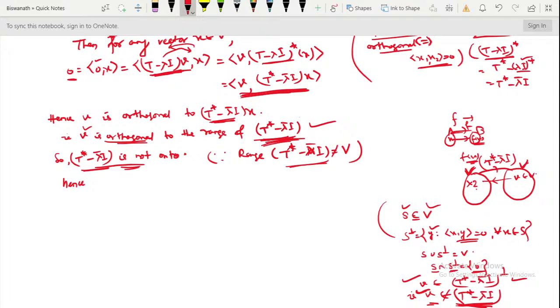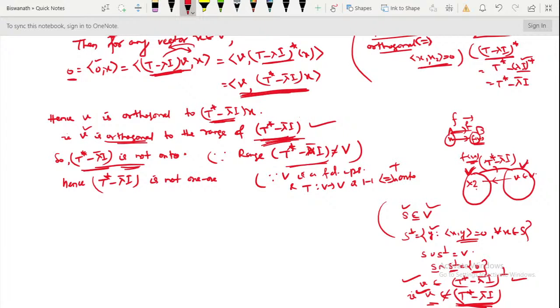Hence T star minus lambda bar I is not 1-1. You also know that since V is a finite dimensional inner product space, T from V to V is 1-1 if and only if T is onto. So if T is 1-1, then it is onto, or if it is onto, then it is 1-1. Since this is not onto, we can say this is not 1-1.